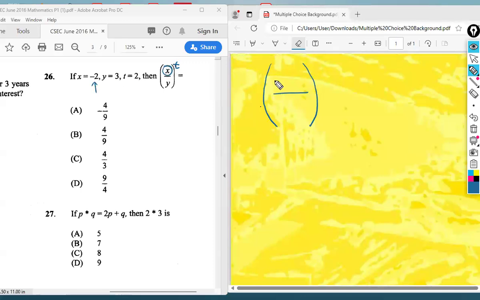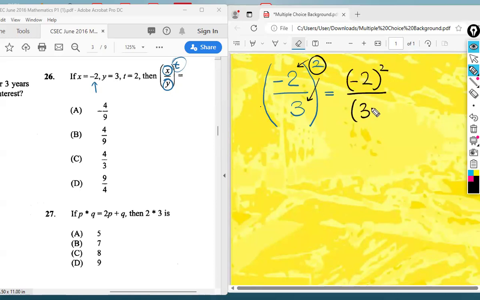So they want you to replace the x here with -2 and y with 3 and then t to the power 2. Now, how this works is that the examiner is only testing you on two things here. He wants you to realize that because this whole thing is in brackets, this squared belongs to both the -2 and the 3 at the same time. So you can rewrite it like this: -2 squared divided by 3 squared also. So that's the first thing he's testing, that you realize that the brackets indicate that the squared belongs to everybody.